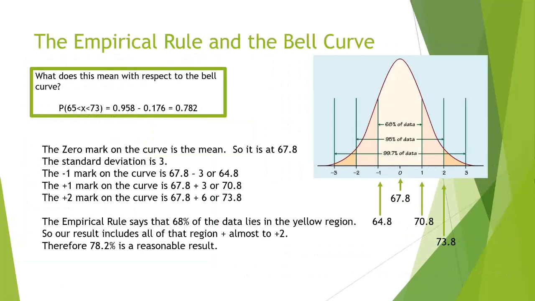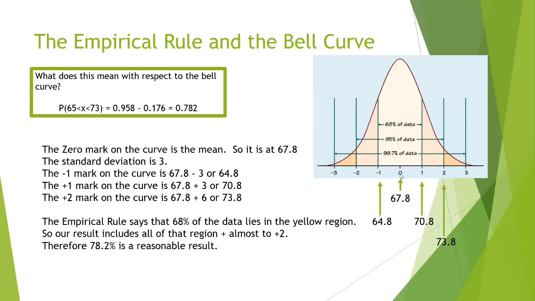Okay, now let's talk a little bit about that bell curve and the empirical rule. The empirical rule simply says if you're given a set of continuous data and you're told that it's a normal distribution, then we can expect that 68% of the data is going to lie in this yellow region right here. 68% of the data is going to be in here. We can expect that 95% will be in this slightly larger region, and that 99.7% will be in this very large region.